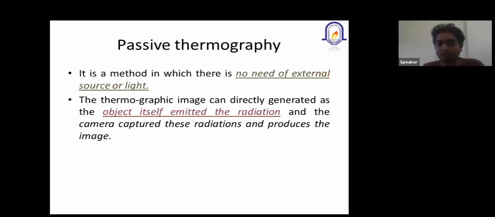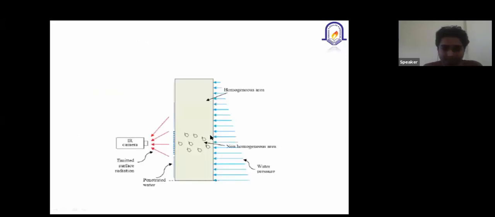Passive thermography, as the name suggests, passive is something which we don't have. Okay, it is a method in which there is no need of an external source of light. So in this method, we don't use an external source of light to give higher energy. The thermographic image can be directly generated as the object itself emits the radiation, and the camera captures this radiation and produces the image.